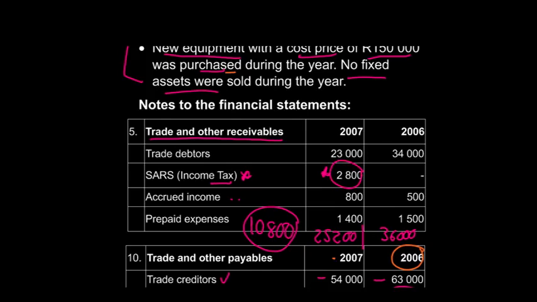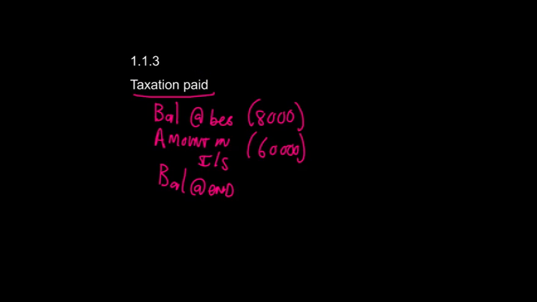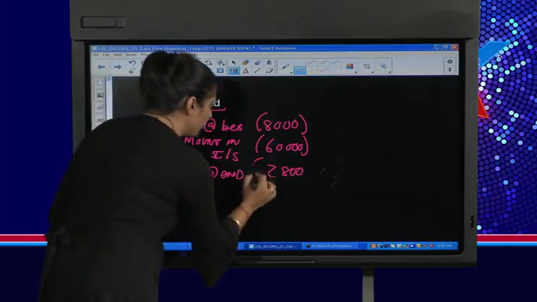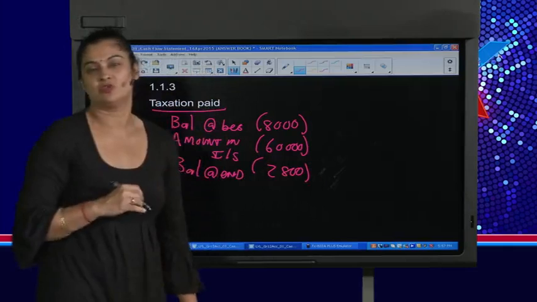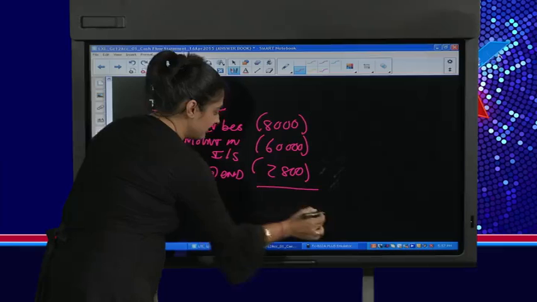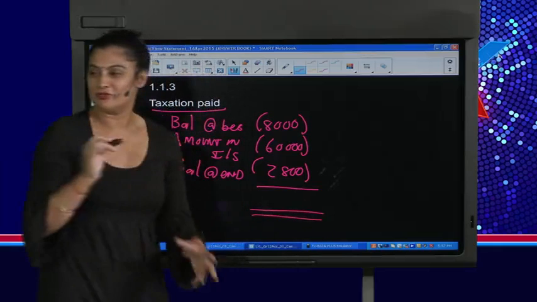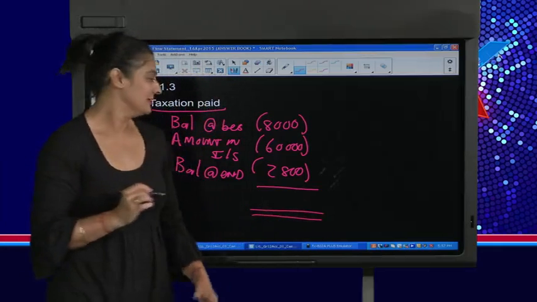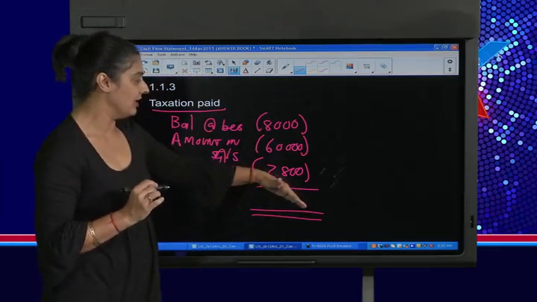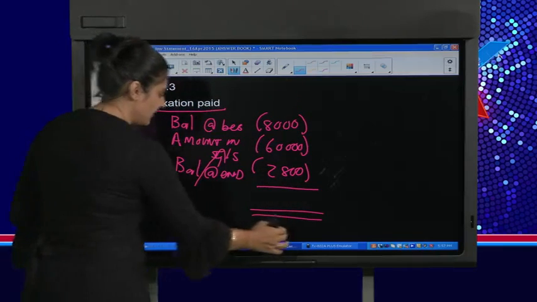So in our answer sheet, how are we going to show this? 2,800. I have overpaid the receiver. Money has left my bank account. Therefore, this amount also needs to be in brackets. We actually are now at the end of the question. So we've finished the entire question, guys. All we're doing now is adding up to get our taxation paid.